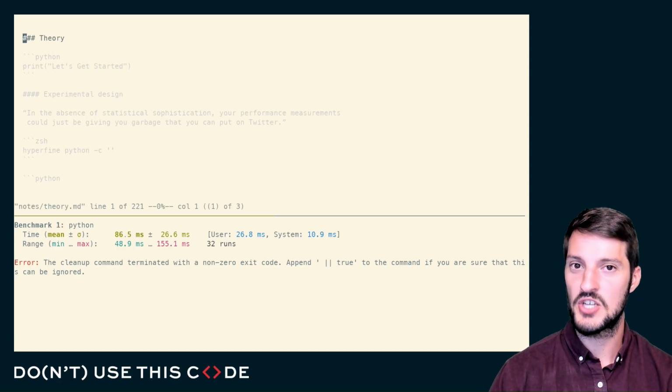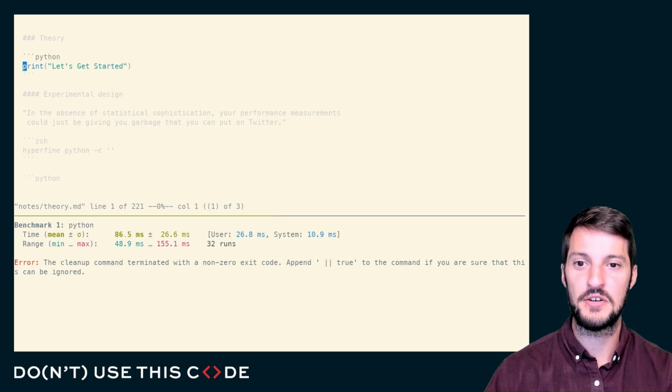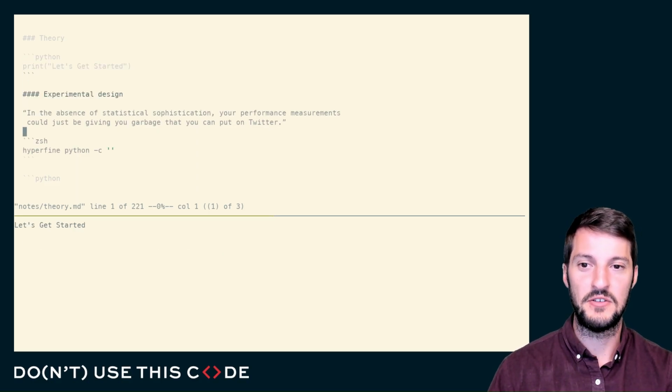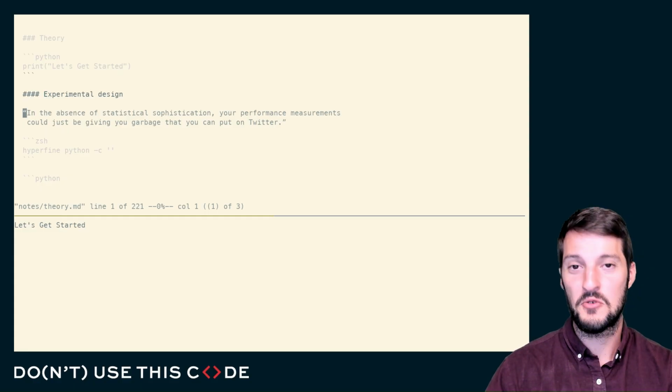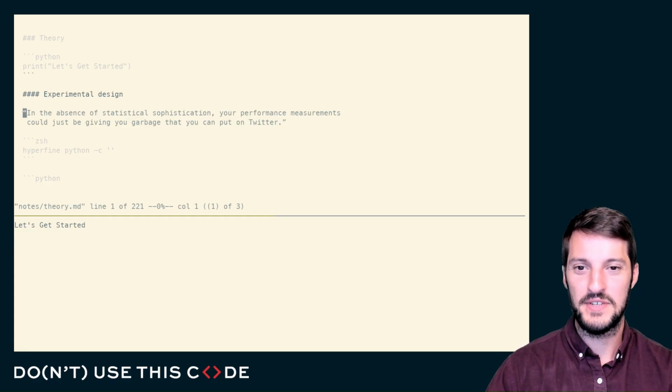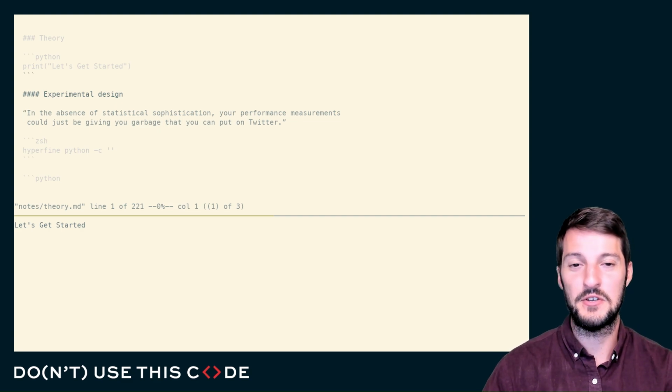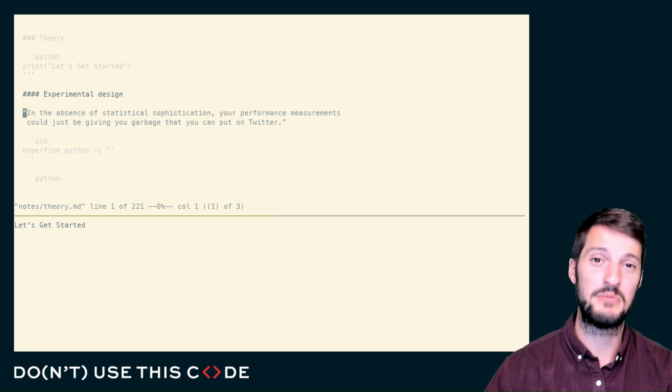Let's go ahead and talk about some of the theory here. When we talk about timing, we want to think in terms of experimental design. And this is a quote, and I absolutely love this quote: in the absence of statistical sophistication, your performance measurements could just be giving you garbage that you can put on Twitter or in a PowerPoint presentation.